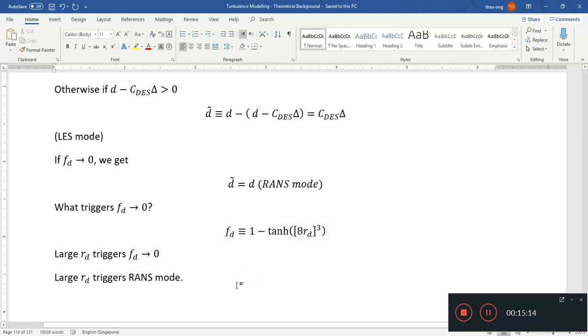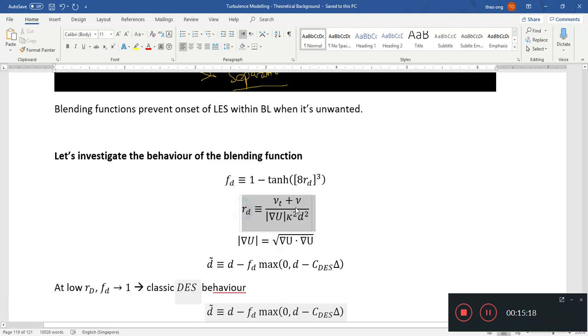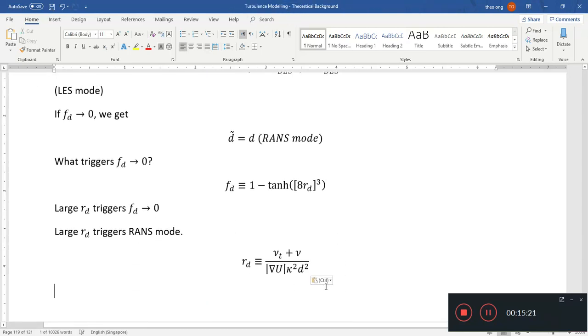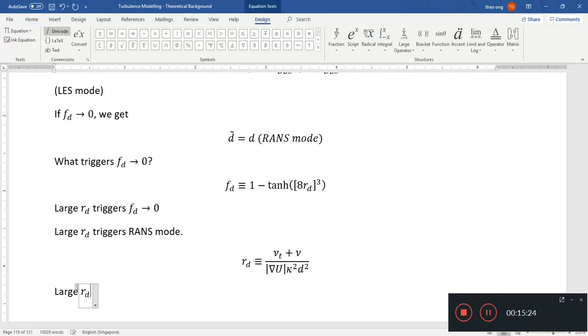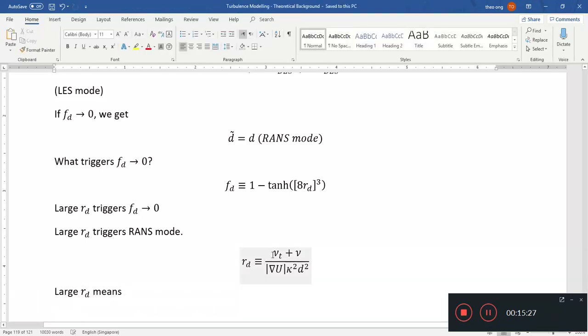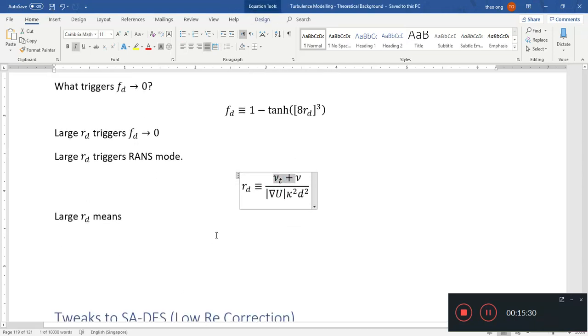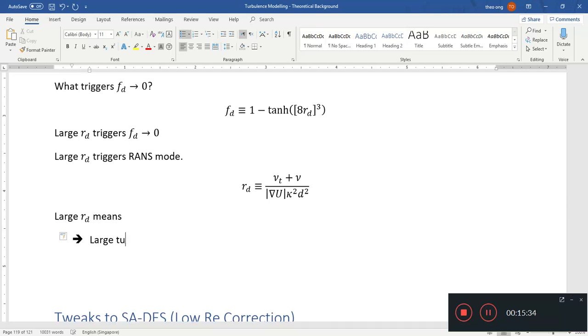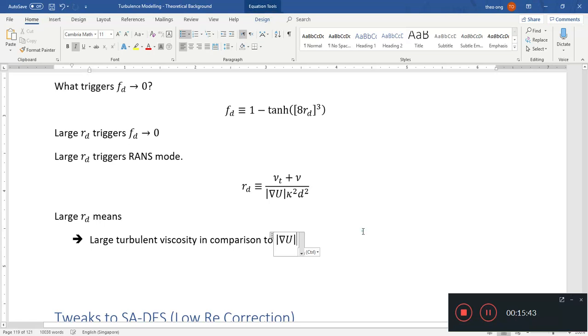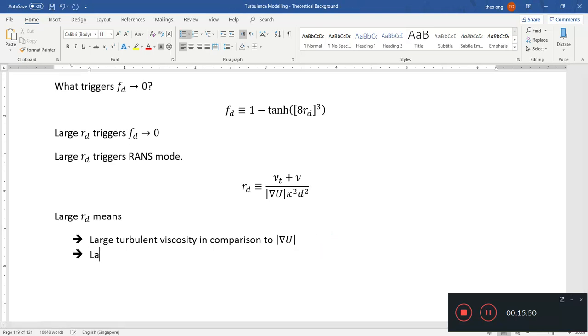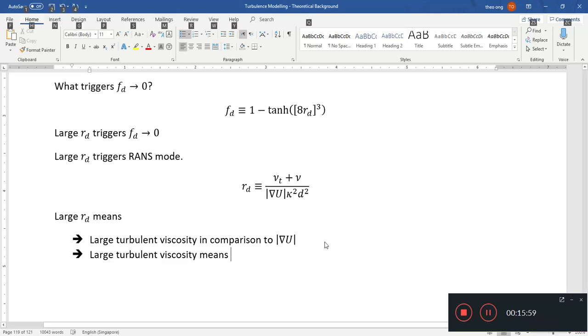Alright, so what does large RD mean? Large RD means that you have large turbulent viscosity in comparison to this. That's one way of looking at it. And now what does this mean? Large turbulent viscosity means large RD.